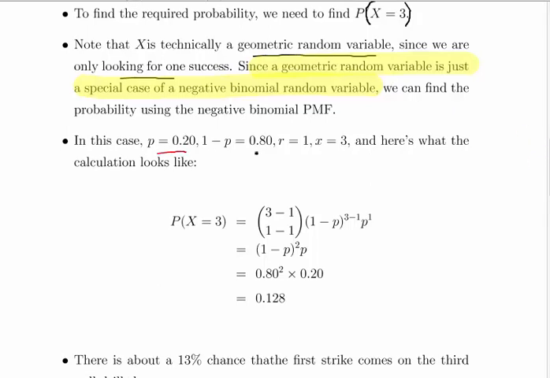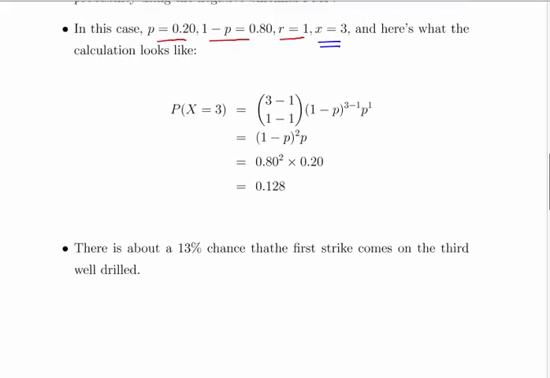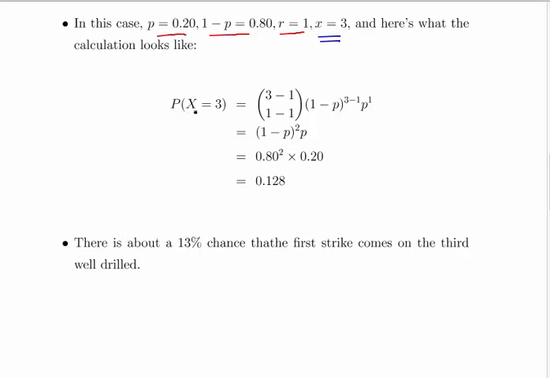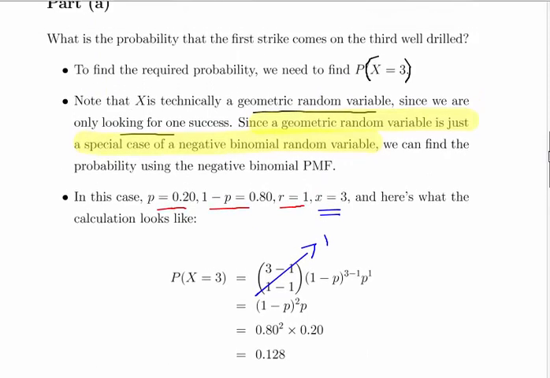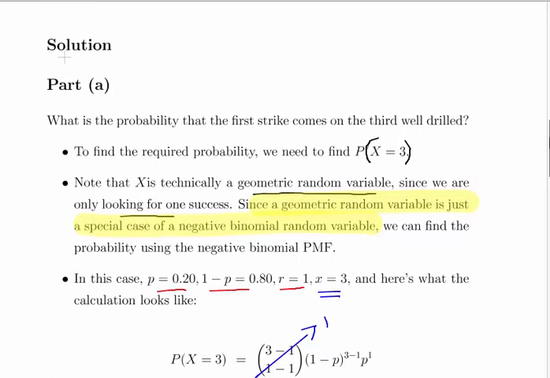So we're told that p is equal to 0.20 and 1 minus p is 0.80. r is the number of successes. So we're looking at the first success in 3 trials. This is what the calculation would look like. Probability of x equal 3, where we have 3 minus 1 choose 1 minus 1, and that just reduces to 1. 0 factorial below, and so on. 2 factorial above, 2 factorial below, times 0 factorial. That just basically cancels out to 1.